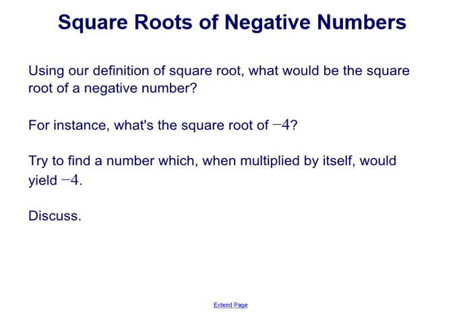Using our definition of a square root, what would be the square root of a negative number? If you think about all the examples and problems we've seen so far, we've always been taking the square root of a positive number. For instance, what is the square root of negative 4? By definition, you're trying to find a number which, when multiplied by itself or squared, would yield negative 4. Discuss with a partner, see if you can find that number.